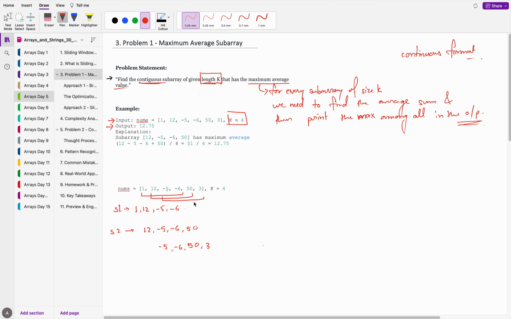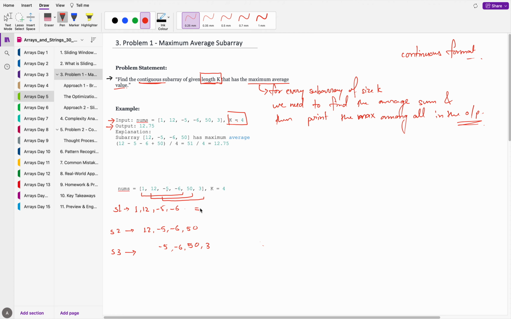Is there any more subarray of size 4 possible? If I start from minus 6, I can't go any further because there is no more item, correct? I can't have any more subarray of size 4 here, which is contiguous in nature. So here you can see that we have 3 subarrays.